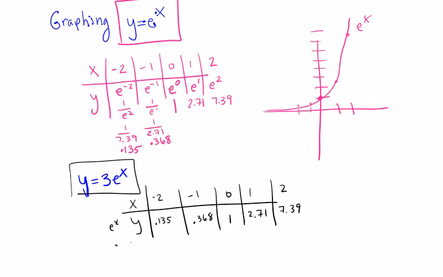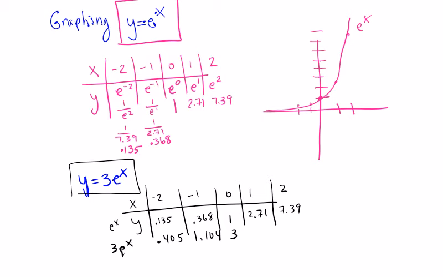So 3e to the x means that we are just going to take our y values and we can multiply them by 3. So that will get us 3 times 0.135 would get us 0.405. 3 times 0.368 is going to get us 1.104. 3 times 1 gets us 3.